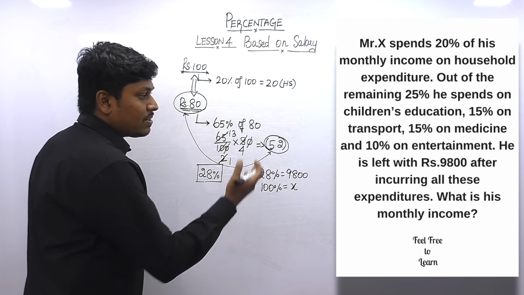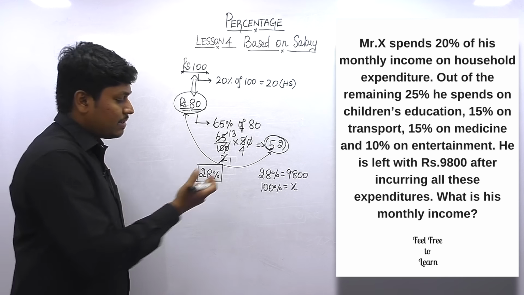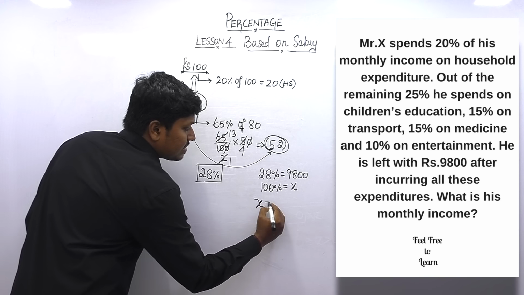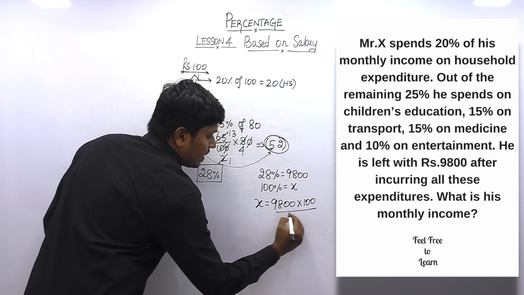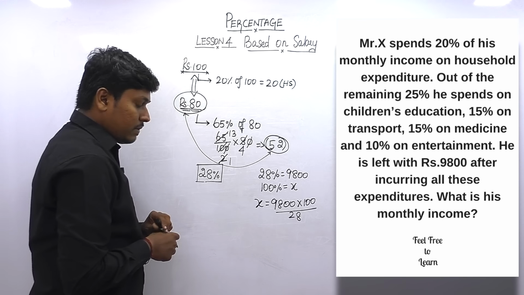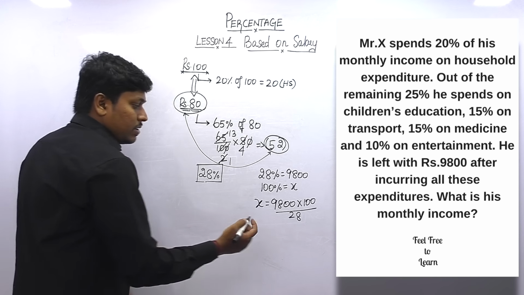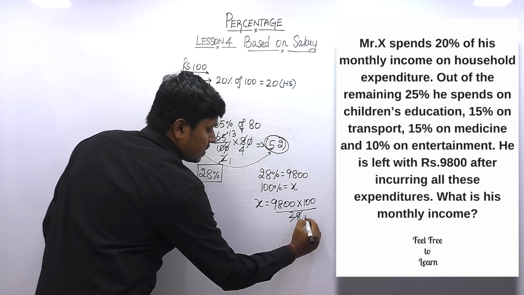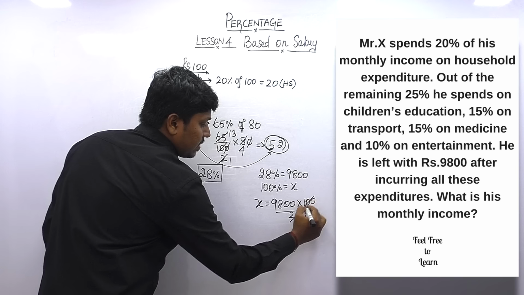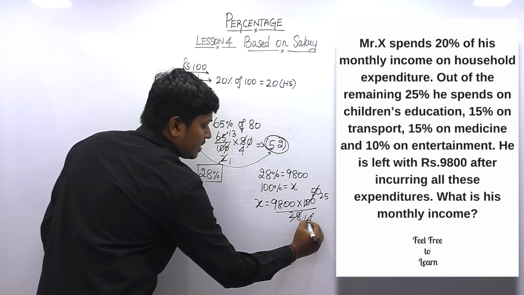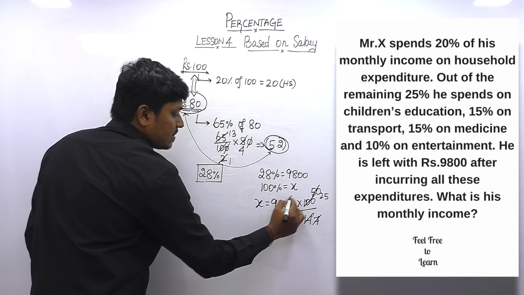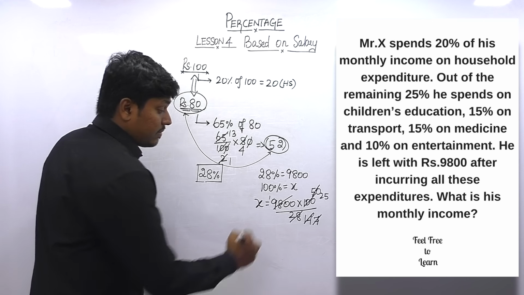So now you can cross this. Our target is to find the monthly income, right? So once you cross this you will get an answer. So X is equal to 9800 into 100 divided by 28. So I think we can cancel this on 2 table. So once you cancel this on 2 table 14, cancel this on 2 table 50, again cancel this on 2 table 25. So cancel this on 2 table 7. So cancel this on 7 table. 1 7s are 7, 7 4s are 28.